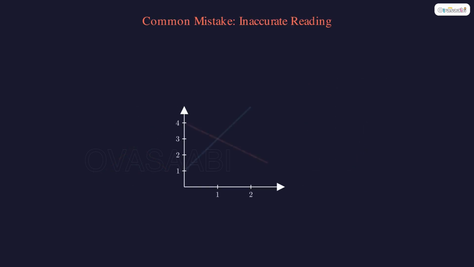Another trap. Reading the intersection carelessly. Examiners want accurate coordinates. Use a ruler and sharp pencil. If the point lies between grid lines, give your answer to 1 decimal place.